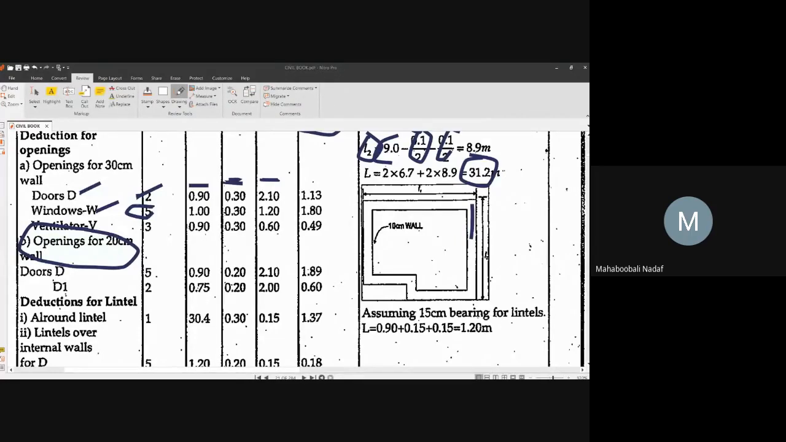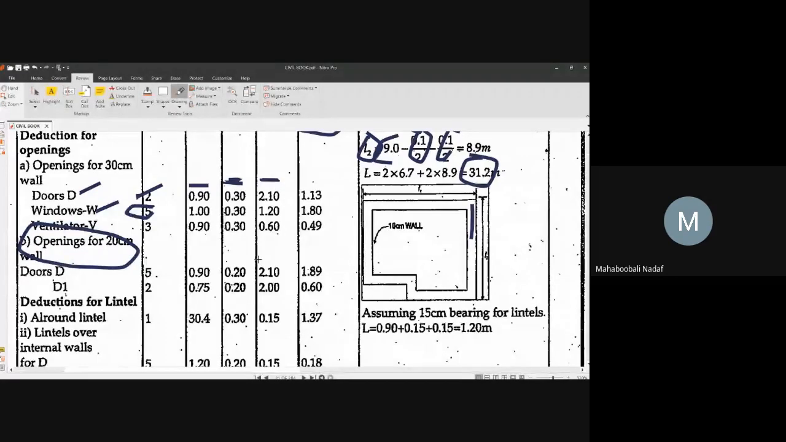Okay. Now, so this was there. How many windows were there in the 30 centimeter wall? Five, sir. Five. Very good. What is the schedule given? 1 meter width and 1.2. So 1 meter by 0.3 meter by 1.2, sir. Very good. 1 by 0.3 by 1.2. It is given in the schedule.